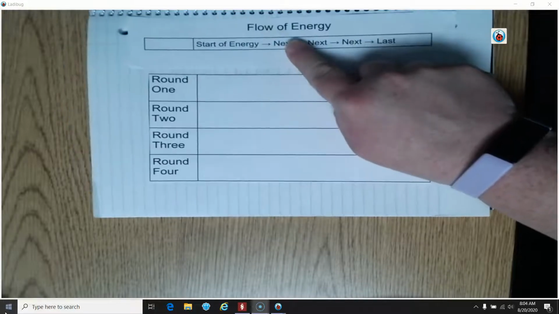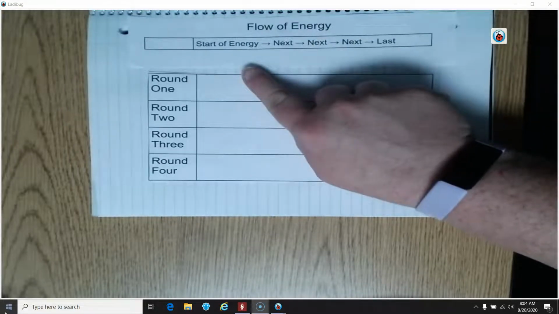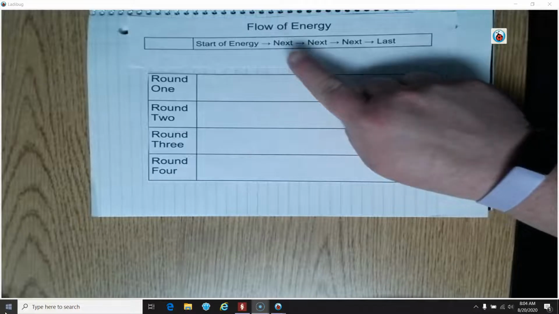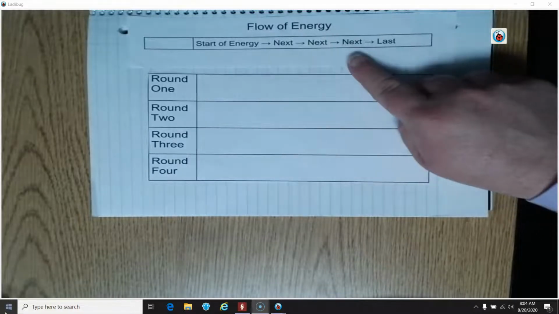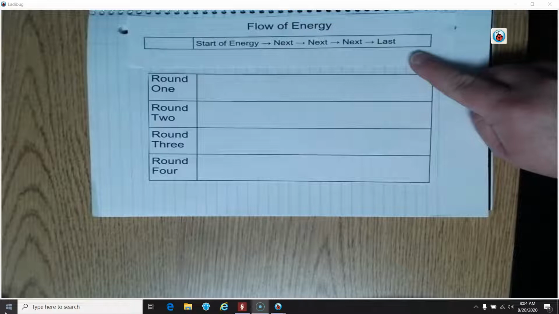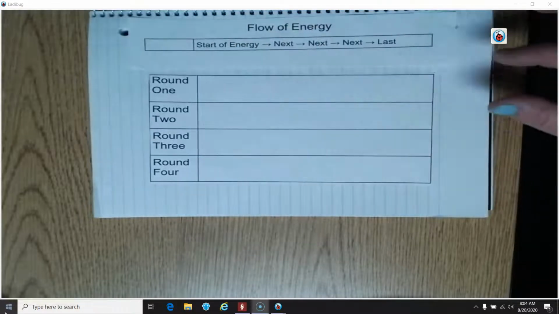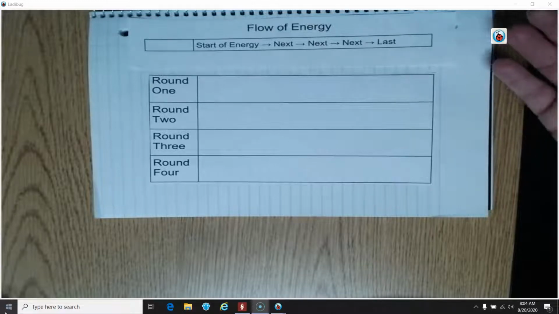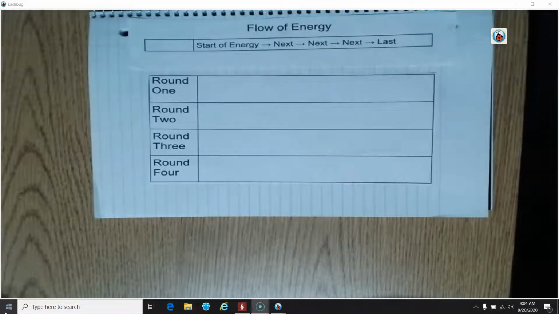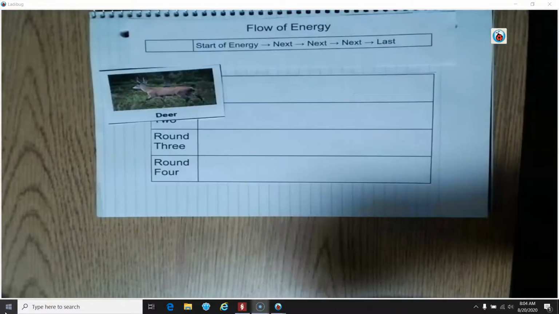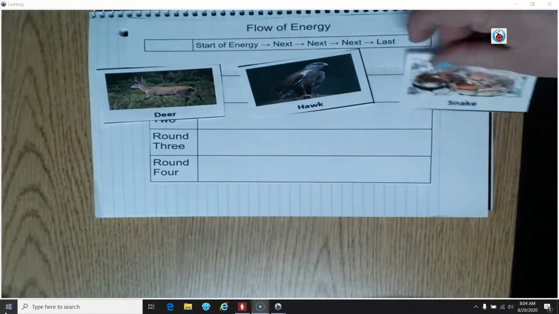Now, if I look at this, I see flow of energy. I see the start of energy, where it goes next, where it goes next, and where it goes last, okay? So you could have 3 cards in your chain. You could have more than that, okay? There's different ways you can do this, and there's more than one right answer. So I'm going to start with the forest cards, and I'm going to lay them out up here just so I can see them all.